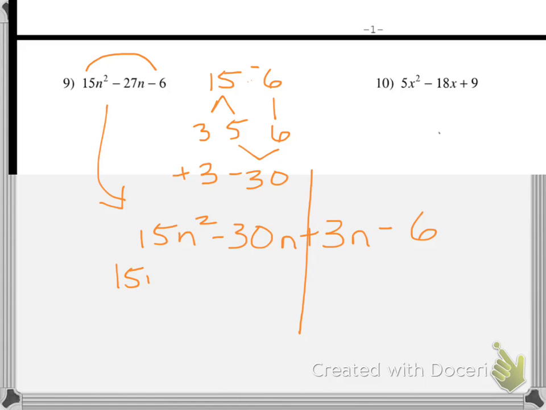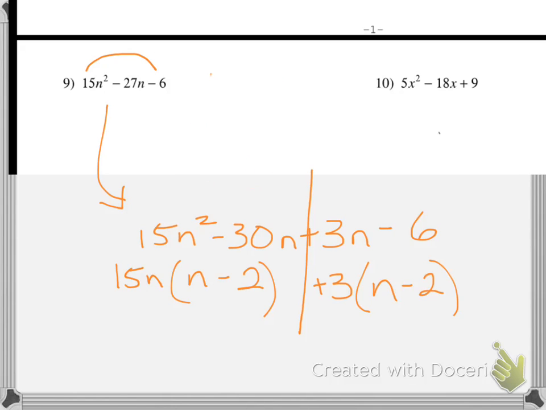I see you, big factor, n minus 2. And then I'm going to take out a 3 here. It's positive 3. And that's going to be n minus 2. There's my match. I'm going to erase this because I need more room. And then I'm going to show you that the answer is n minus 2 times 15n plus 3. That's the answer to that one. Double check me. Comment below if I screwed that up.